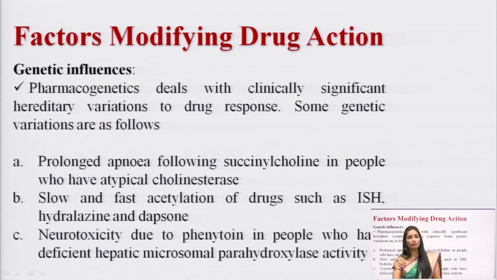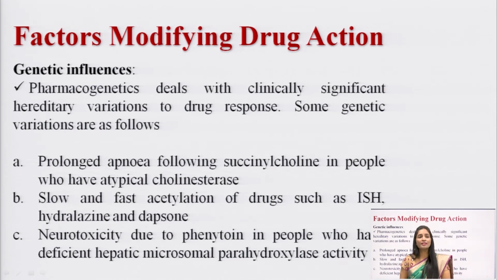And the next one is genetic influence. Definitely the genetic influence will modify the drug action. For example, students, if a person takes succinylcholine and has atypical cholinesterase, then what is going to happen? You can see prolonged apnea, shortness of breath during night times, when a person who has atypical cholinesterase is given succinylcholine.